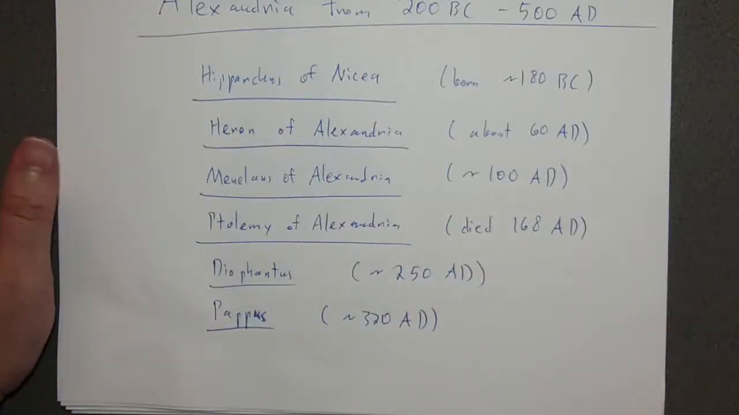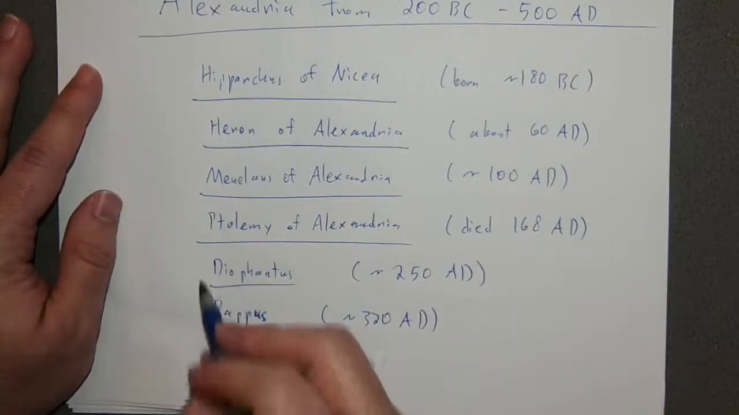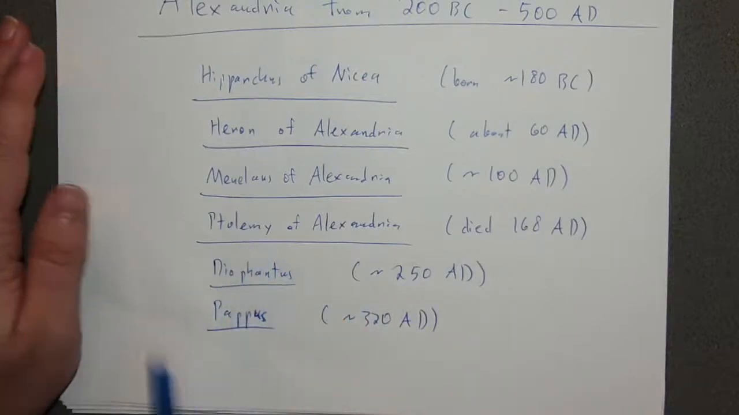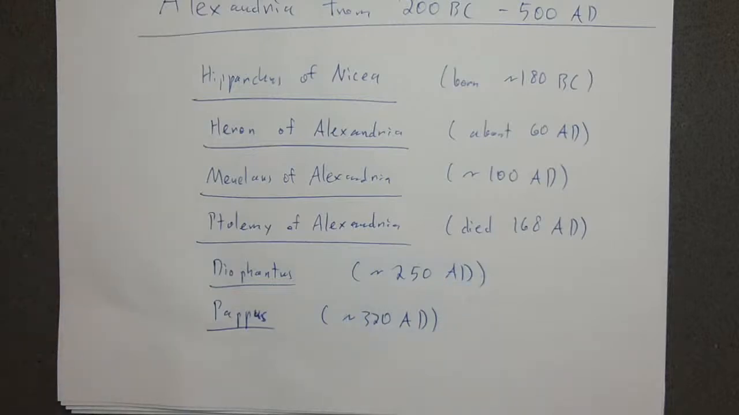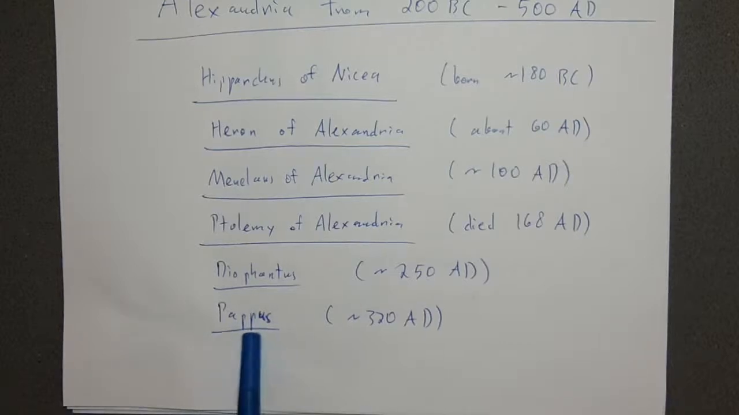The big names here that deserve the most mention are Diophantus and Pappus. So they did kind of the most. Ptolemy did a lot, obviously, for science in general. His mathematical contributions were not as impactful. Diophantus and Pappus, though, were. Pappus was probably the last great mathematician before Newton. So Pappus was like the end of the line.